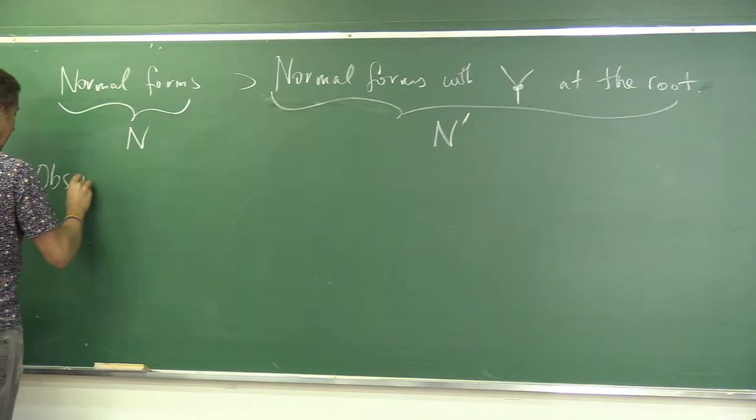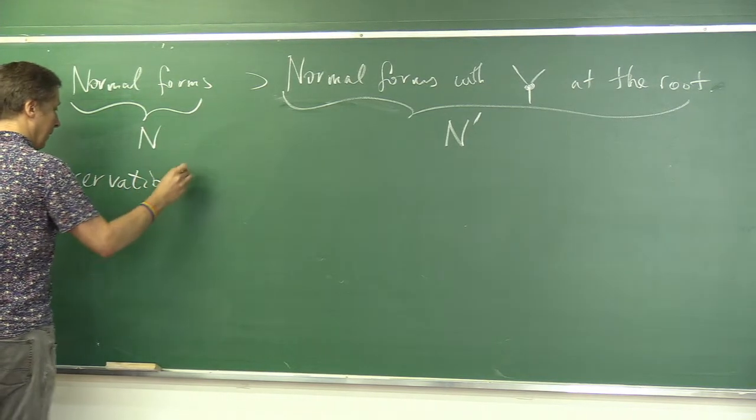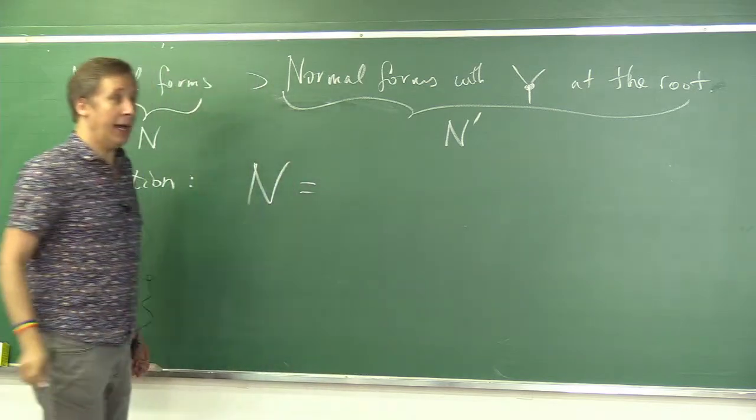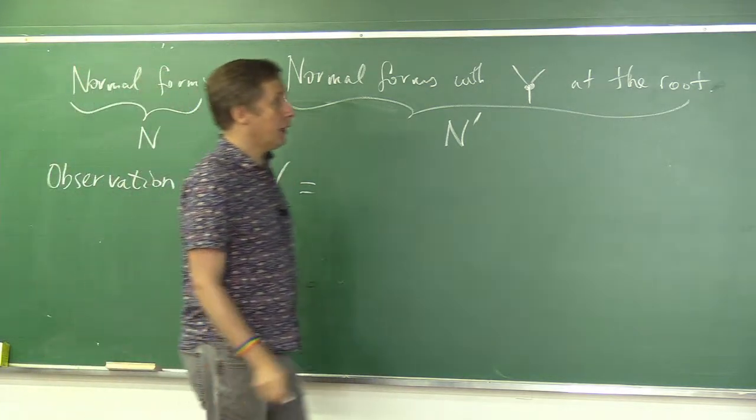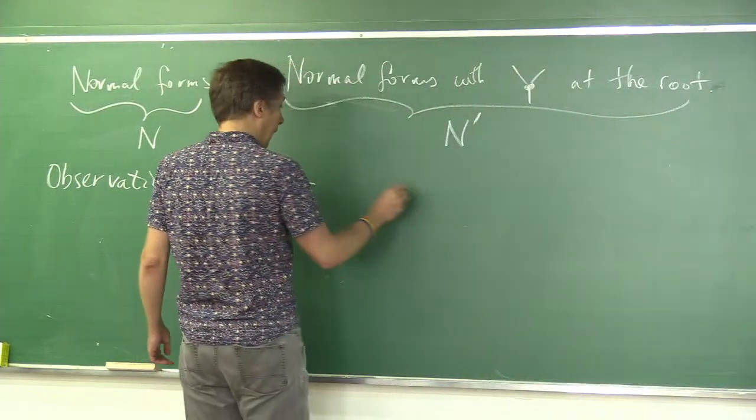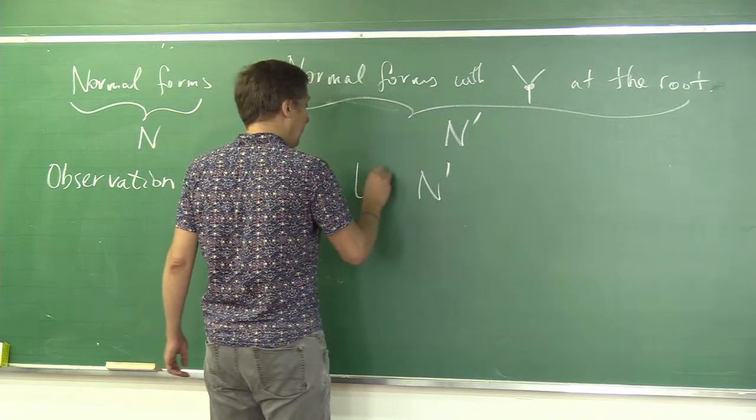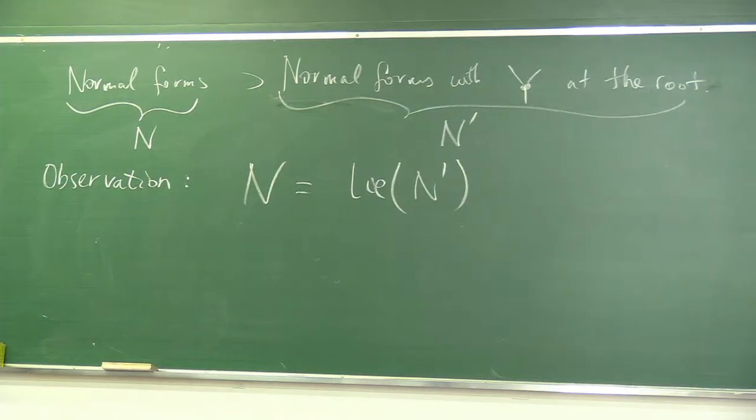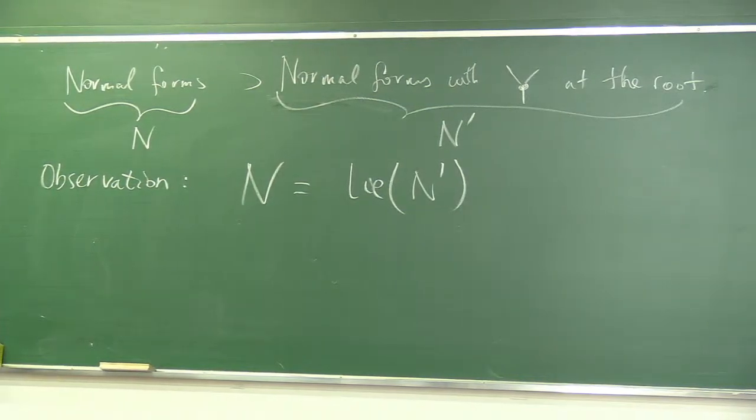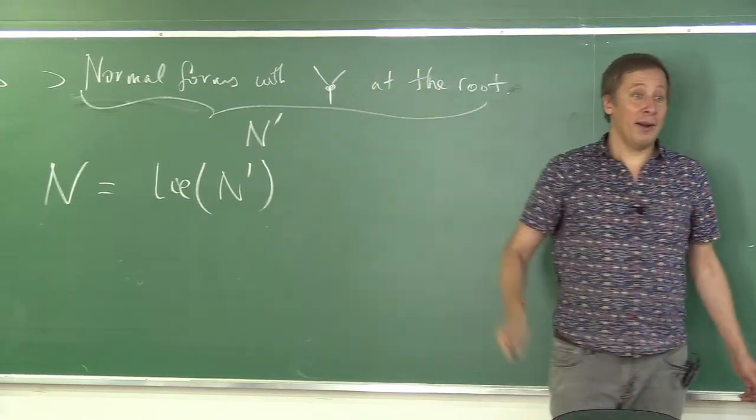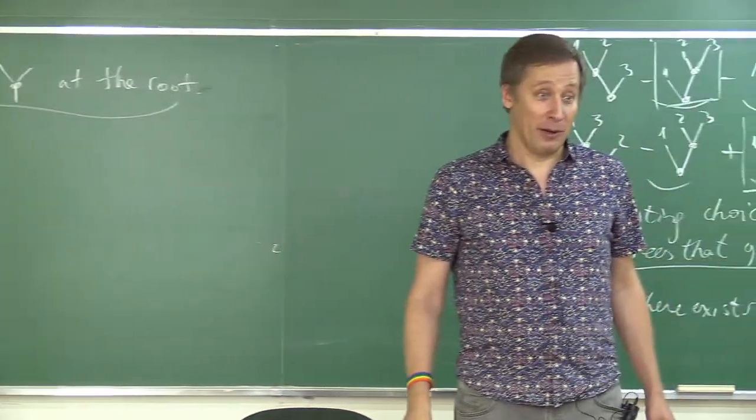Observation. You can obtain n by substituting n prime inside Lie monomials. Every normal monomial is some Lie monomial of normal monomials where the last product to use is the symmetrized product.